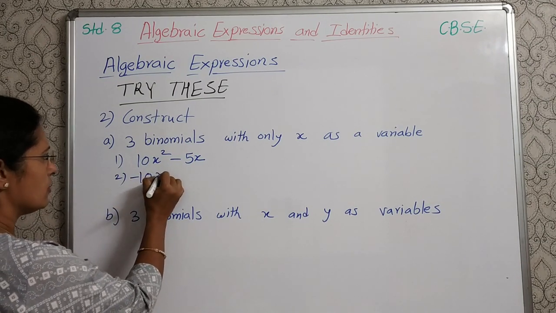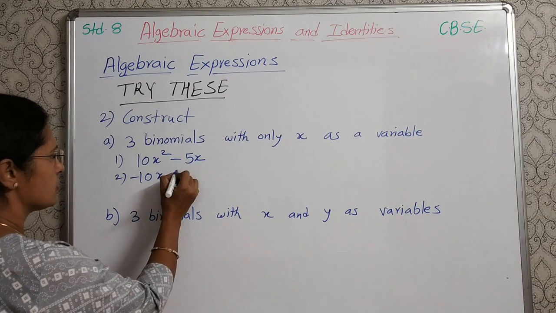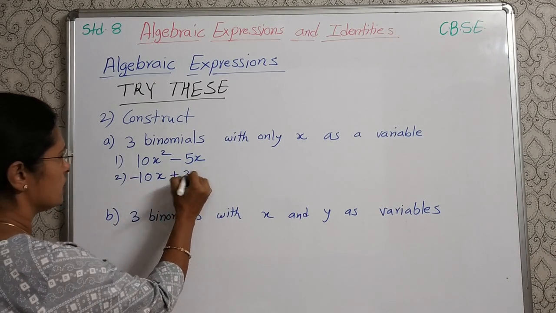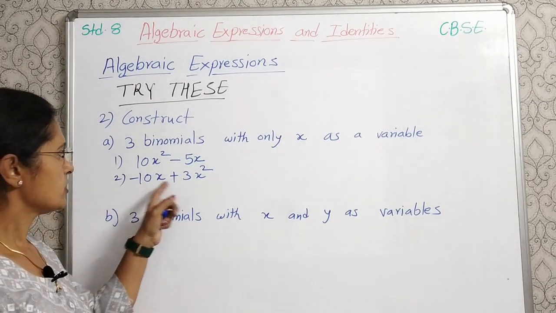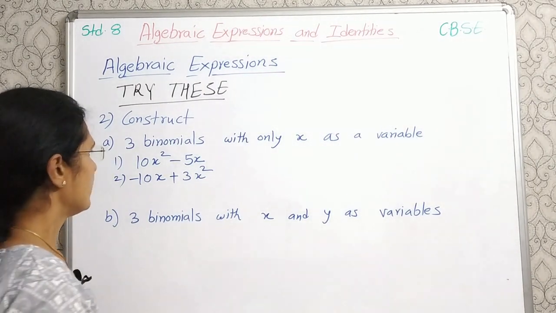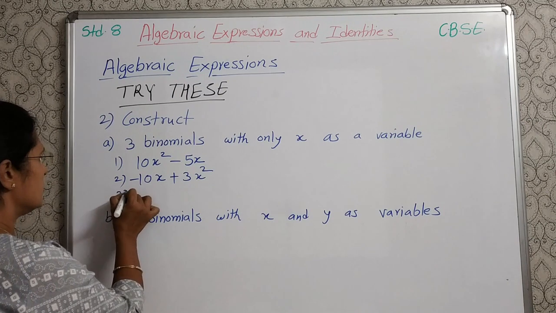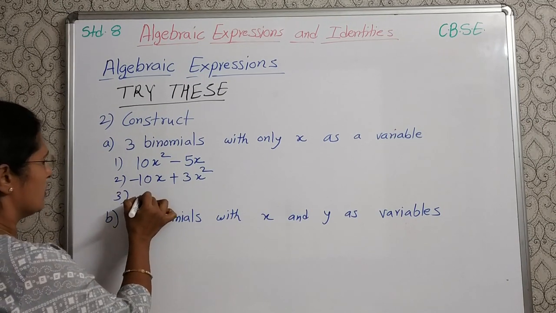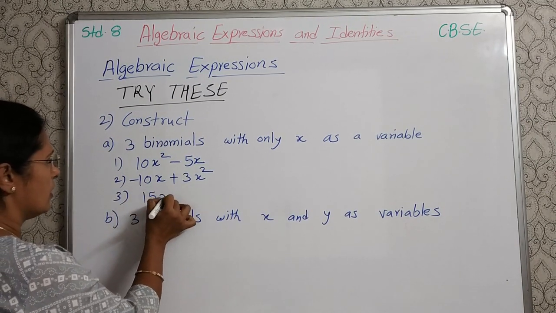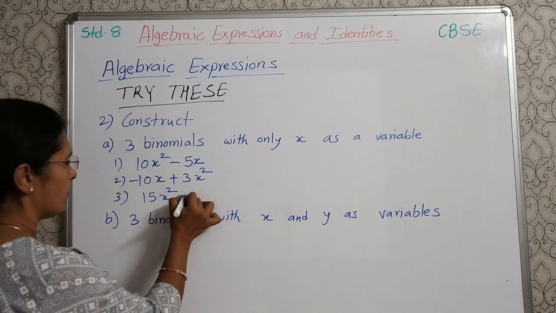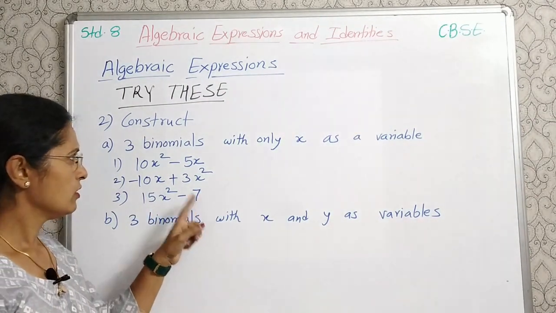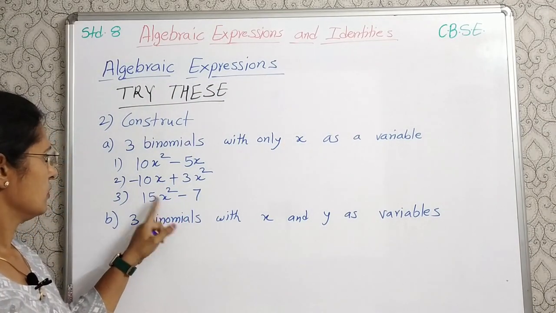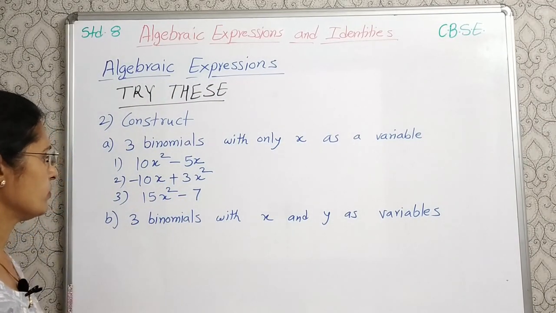minus 10x plus 3x square. So this is also a binomial with variable x. Third, 15x square minus 7. So this is a binomial with variable x. There are two terms, so it is a binomial.